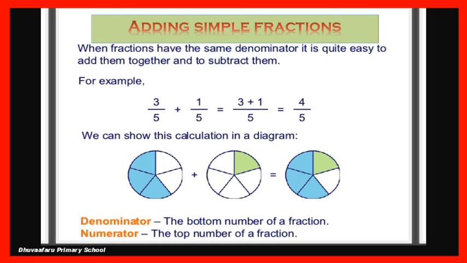Again, adding simple fractions. When fractions have the same denominator, it is quite easy to add them together and to subtract them. For example, 3 by 5 plus 1 by 5 equal to 3 plus 1 divided by 5. We can write 4 by 5. So it is the answer of it.